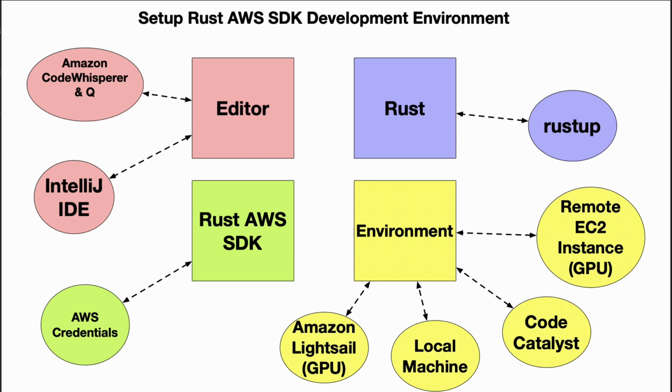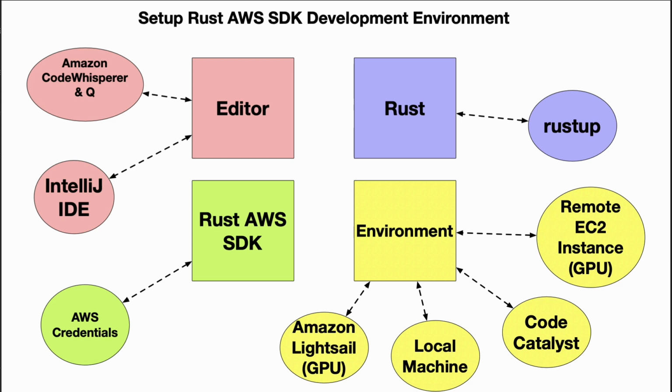And then if we get into the environment, there's actually quite a few choices here for how to develop with Rust and AWS. If we take a look at some of the GPU options, if you're using large language models and you're developing for them, you will want to have access to a GPU. There are two different ways that I've traditionally done this. One of them is the Amazon Lightsail environment. This has access to a GPU, so you can obviously do a rustup, get that working.